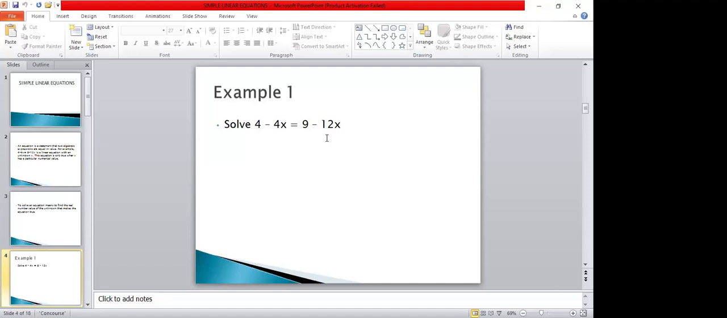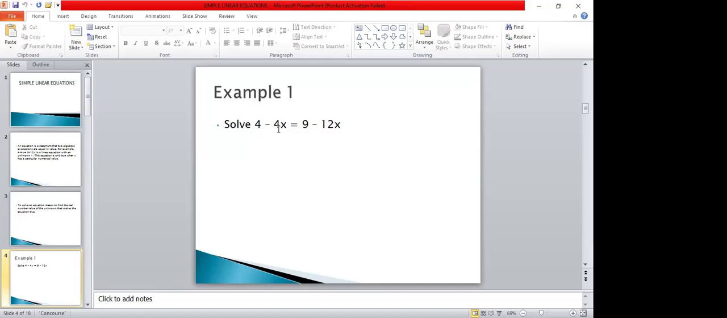Exactly, correct. 4 and 9 are like terms, and minus 4x and minus 12x are like terms. Very good. So this tells us that you can only add and subtract like terms. That is the only thing you can do. So that is the reason why here we have 4 minus 4x. You cannot subtract minus 4x from 4. Why? Because they are not like terms. So our next step now is to bring the like terms together.